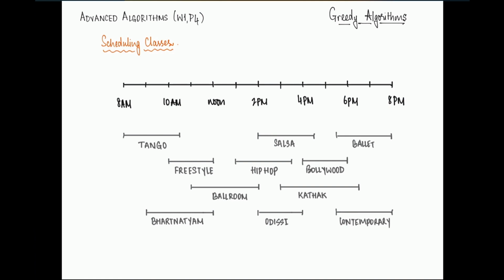And the only rule that they have is that you cannot register for two classes which are overlapping in their timings. So for example, we have the ballroom class which begins in the morning sometime and ends around 2 p.m. and we have hip hop starting at 1 p.m. and going all the way up to 3 p.m. or so. These are two classes that you cannot sign up for simultaneously because they overlap in their timings, and we will just say that they have a conflict.